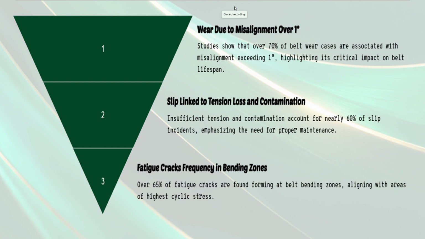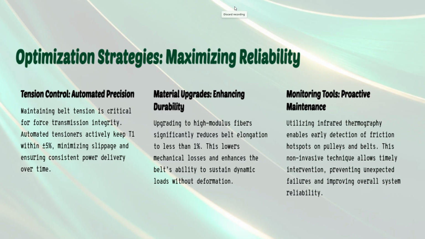The second major failure mode, belt slip, is almost always linked to a sudden loss of operational tension or environmental contamination, with these two factors accounting for nearly 60% of all recorded slip incidents. Lastly, mechanical fatigue cracks are highly localized. Over 65% of all structural fatigue cracks form directly within the sharp bending zones of the belt, where the material experiences the absolute highest levels of continuous cyclic stress as it wraps around the pulley radius.